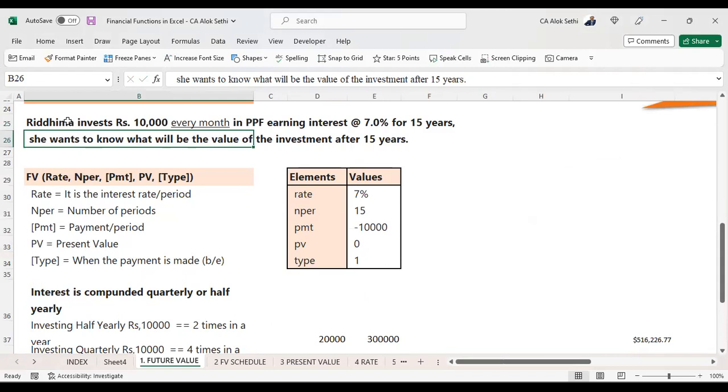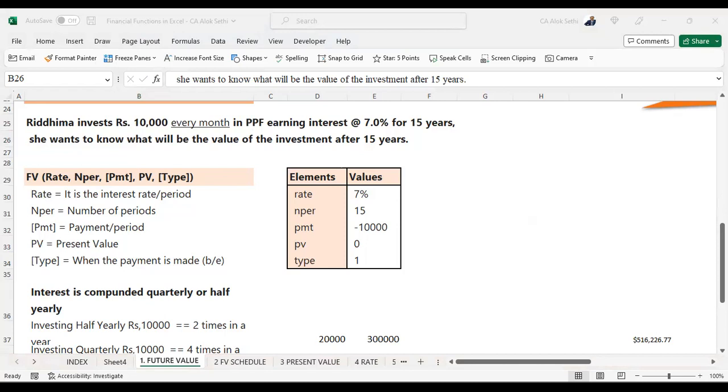अब बताइए, क्या हम पीवी एफवी वाला फॉर्मूला यूज कर सकते हैं इसमें? Can we use the FV function here? Because she is investing every month for how many years? 15 years and interest rate is 7%. Can we use the FV function? No. Why no? Why can't we use FV here? एफवी में ऐसा तो नहीं लिखा था ना कि वन टाइम इन्वेस्टमेंट होगा. हम मल्टीपल टाइम इन्वेस्टमेंट कर रहे हैं, हर महीना इन्वेस्ट कर रहे हैं, तो भी हम एफवी यूज कर सकते हैं. लेकिन इसमें पीवी क्या होगा?